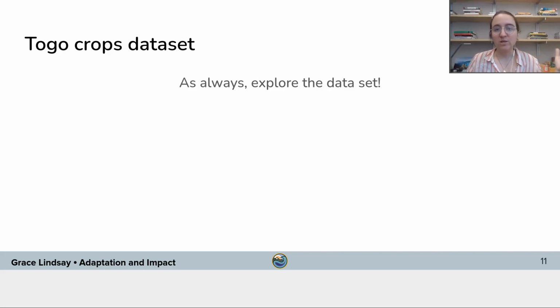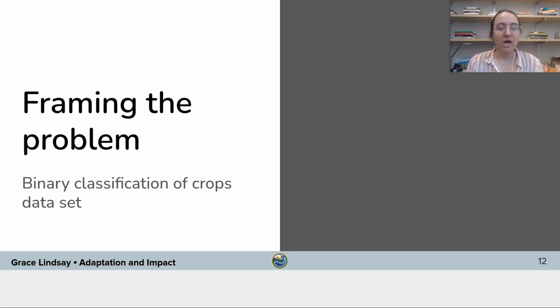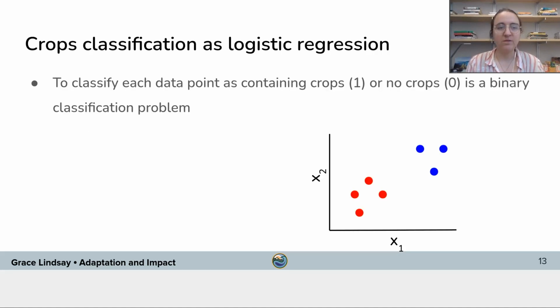So the first thing you're going to do, as always, is just explore this data set, look at the distributions of the values, just make sure that you understand the basics of the data before you try to build a model. Then you're going to try to do binary classification on this data set using logistic regression. So as we learned about with logistic regression, you can classify data points as being in one category or another. Here, we obviously want to classify each data point as either containing crops or not containing crops. So this is a very straightforward binary classification. You either have crops at that location or you don't.